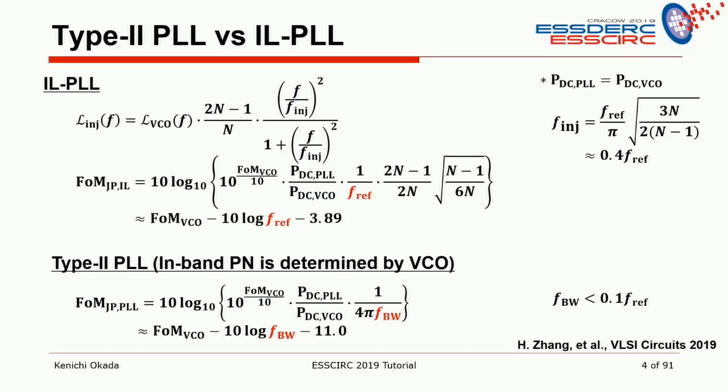On the other hand, in case of type 2 PLL, the FOM can be calculated in the same way. But in this case, I neglect inband phase noise coming from the charge pump and TDC. I just simply consider VCO phase noise, and I assume the inband phase noise is also coming from the VCO. Even in such a very ideal case, the maximum achievable FOM of type 2 PLL becomes like this. It's roughly 7 dB worse, even neglecting the charge pump noise.